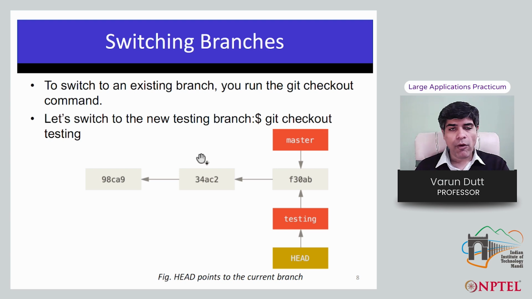Now suppose we have to switch from one branch, which is the master, to the branch which is testing. You only need to check out that particular branch. You can write git checkout testing, and what will happen is the head pointer, which was pointing to the master, now starts pointing to the testing branch. So now if we make commits, they will go on the testing branch.